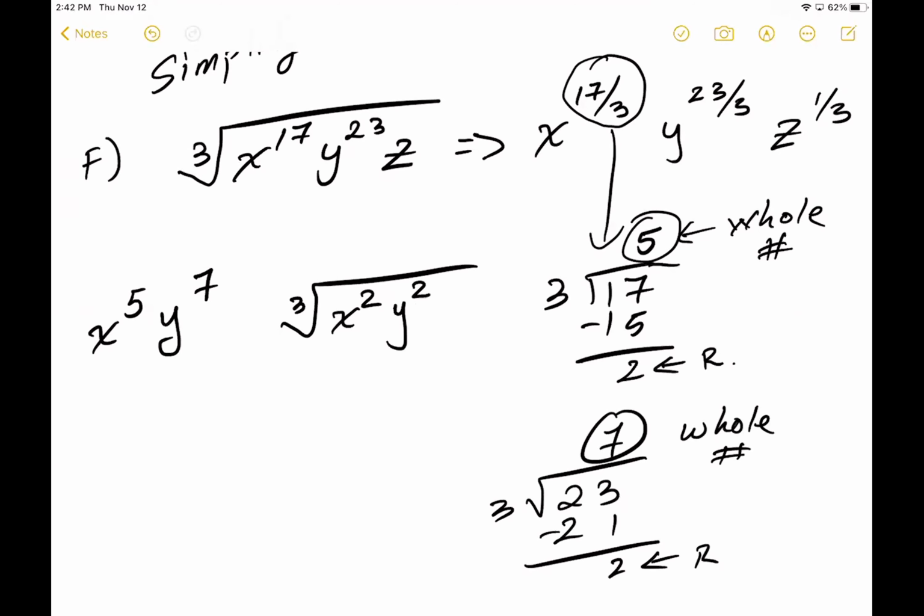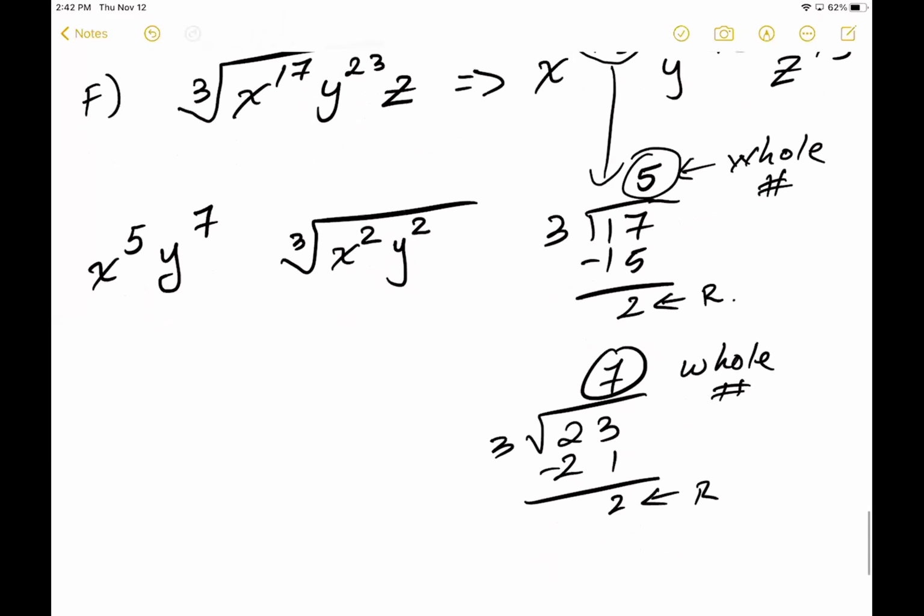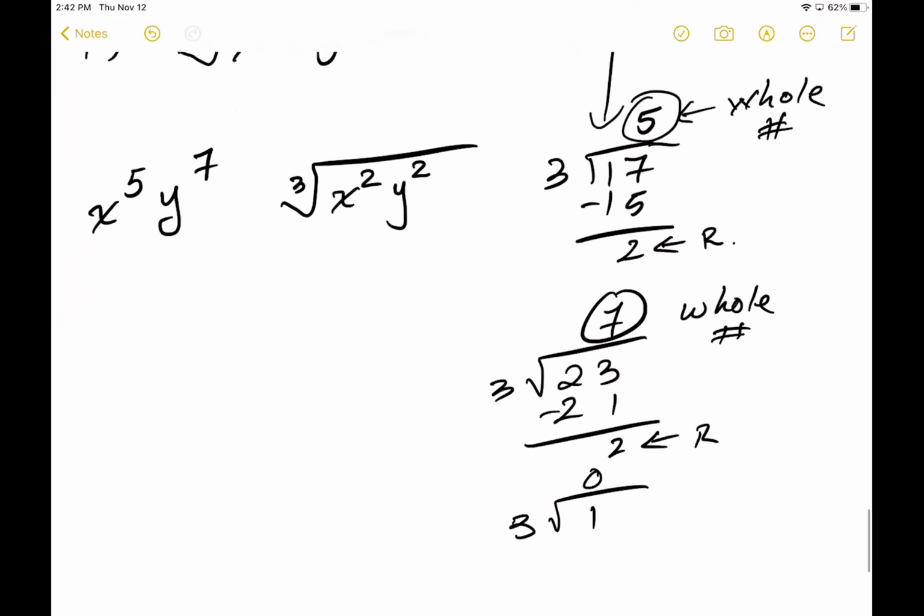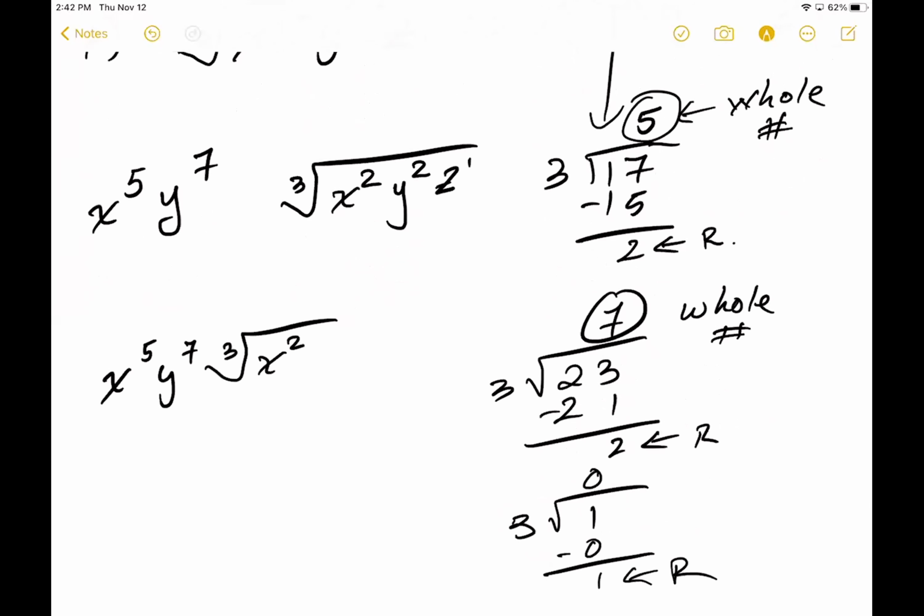Now, you say, well, what about z? Can we divide? Is there any whole number? 3 going into 1 is 0 times, and 0 times 3 is 0, which leaves a remainder of 1. So therefore with z, there's nothing you can bring outside because the 0 exponent just leaves that item. So once we have this, our answer is x on the outside, y to the 7th power, and again the cube root of x squared, y to the 2nd, and z.